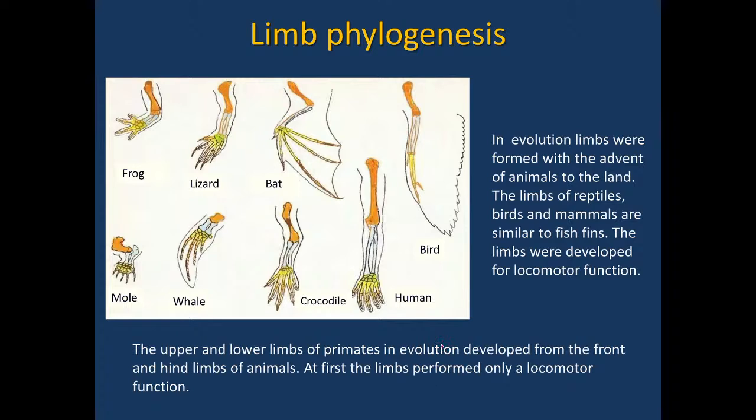Phylogenesis of the limbs is visible in this slide. In evolution, limbs were formed with the advent of animals to the land.